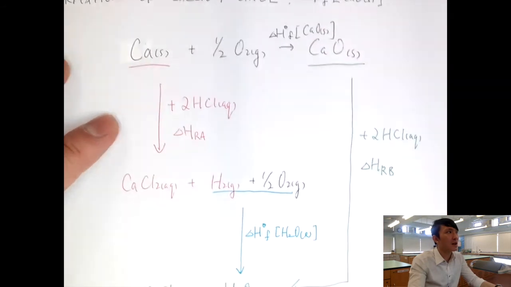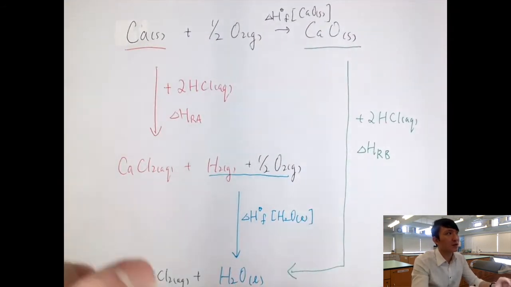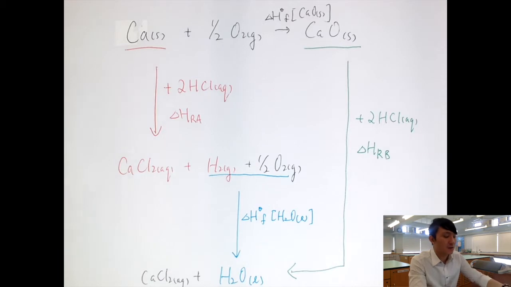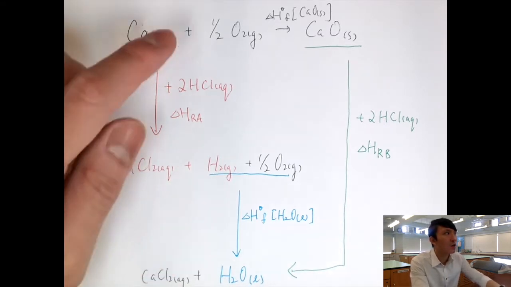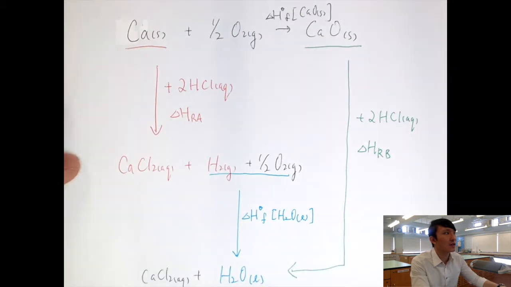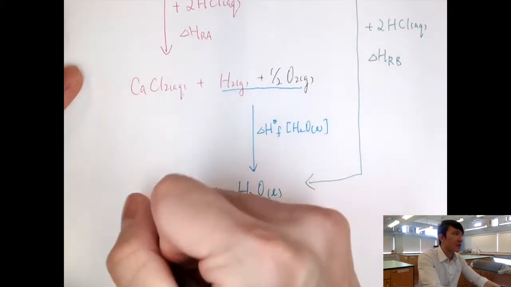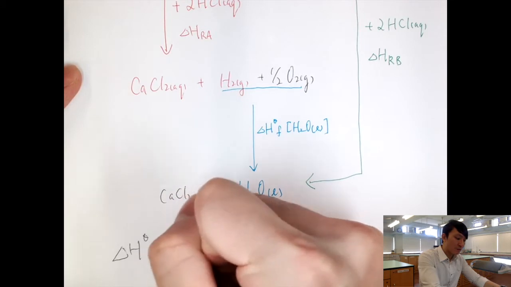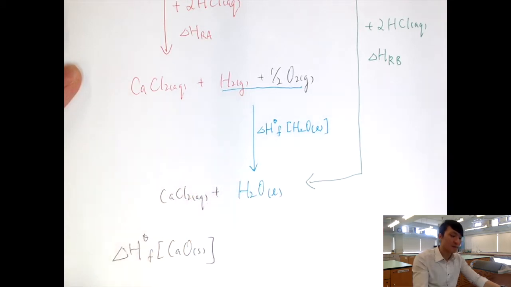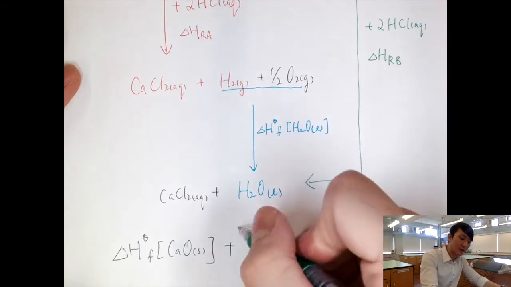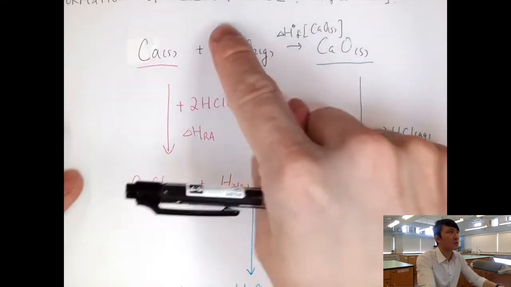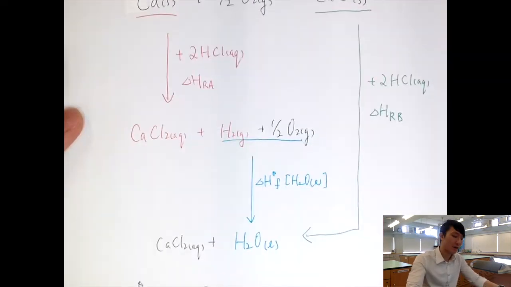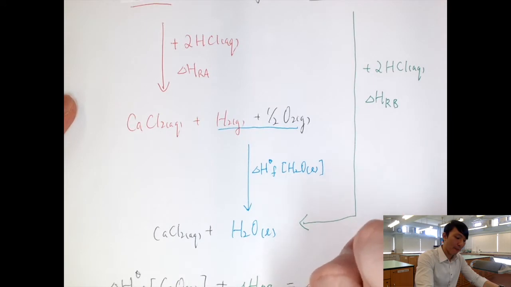From this cycle, we are going to construct an equation. You can think about this one as the starting point and this one as the ending point. From here to here, you can go either this way or this way. So you can easily put down delta H naught F CaO plus delta H R B equals, so this one equals to this one.